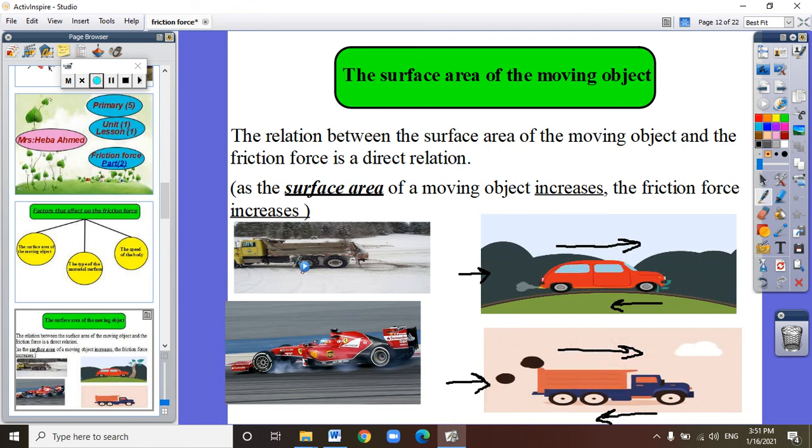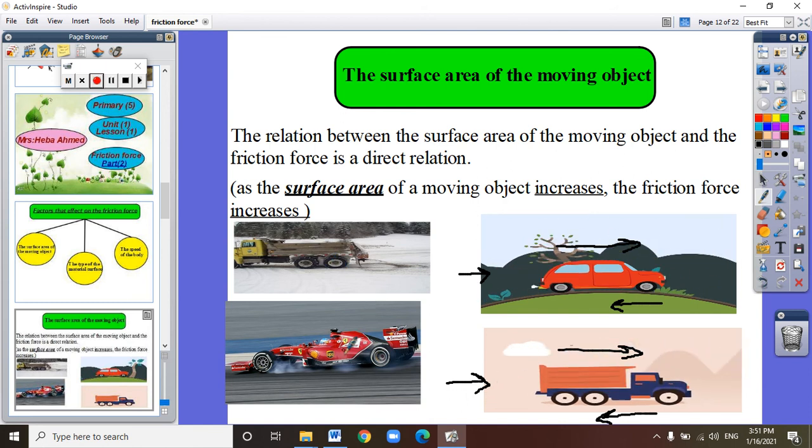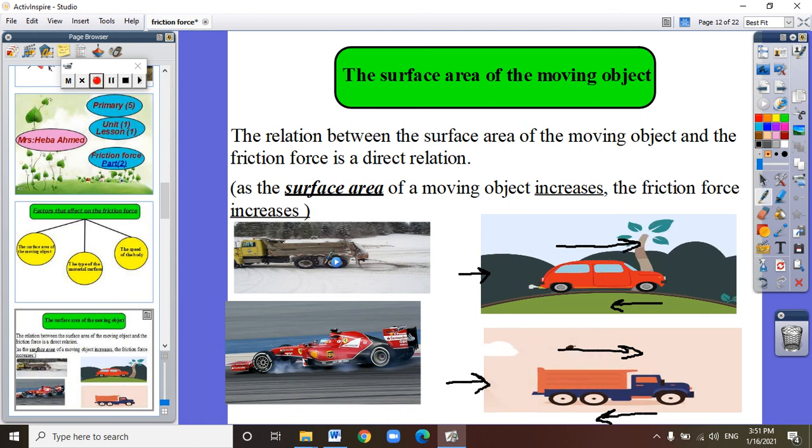Okay, also we have here the same example. Which one will take a large friction force to stop moving? This car or this car? If they are moving at the same speed. Very good, this car. Why? Because the surface area of this car is bigger.